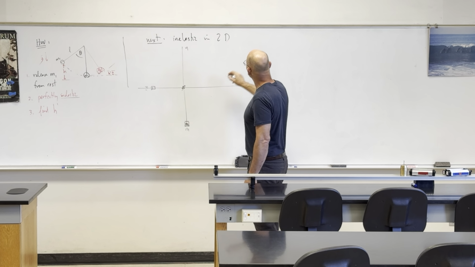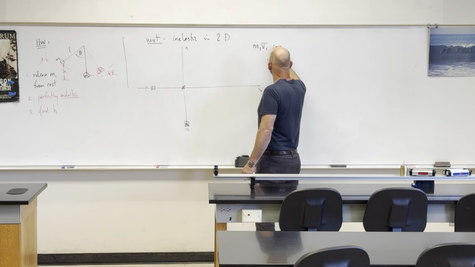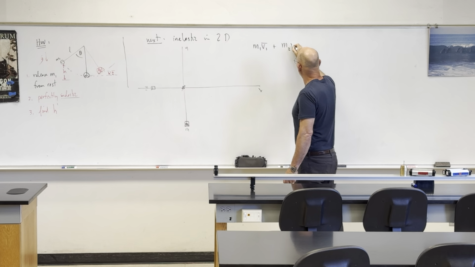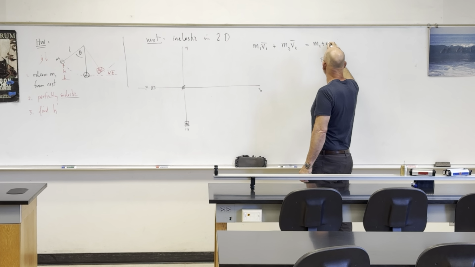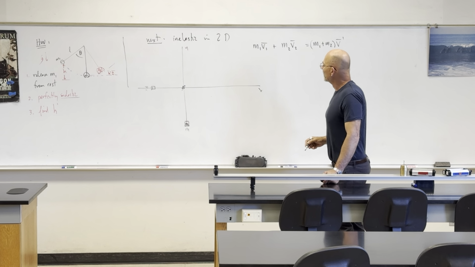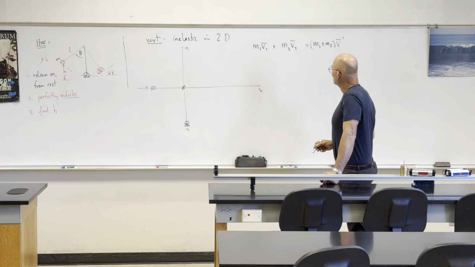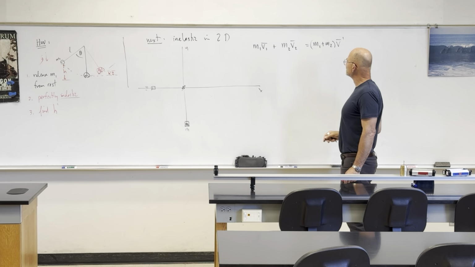So what we have here is the vector version, M1 plus M2 times V prime. We just have the vector version of this equation, perfectly inelastic, so they stick together, they have a common speed when they're done.